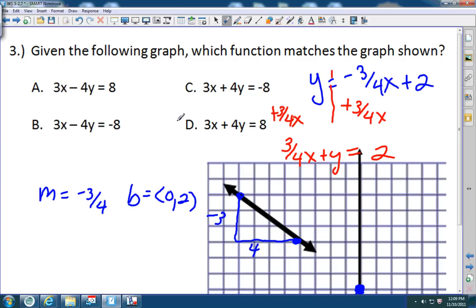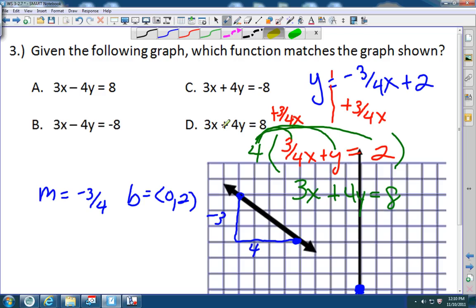None of these answers have fractions, so I need to multiply my equation by something. I should multiply by 4. Why 4? Because that's in the denominator. So I multiply here, and that crosses out the 4. I get 3x, 4 times y is 4y, 4 times 2 equals 8. Do I have any of those anywhere? It should be this one right here. Not C, this D right here. Why isn't it the C? Yeah, that C says negative 8.